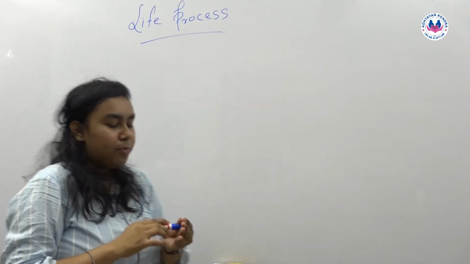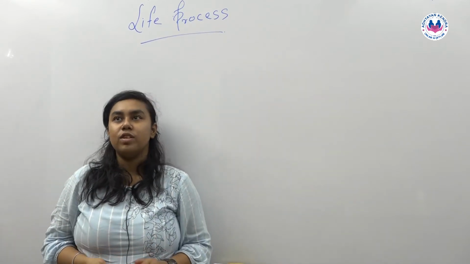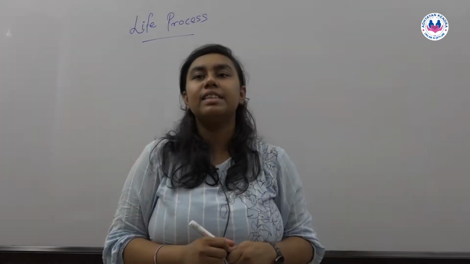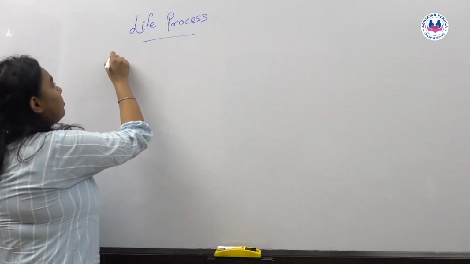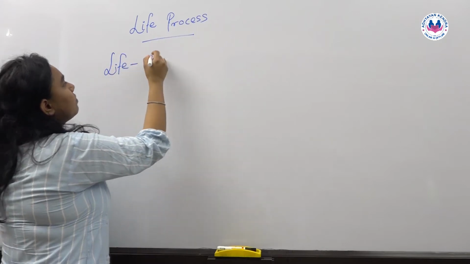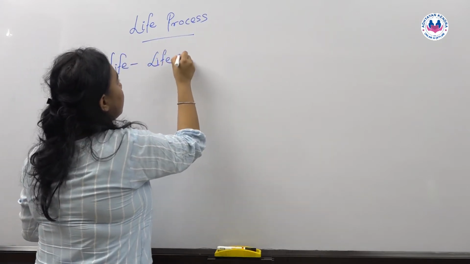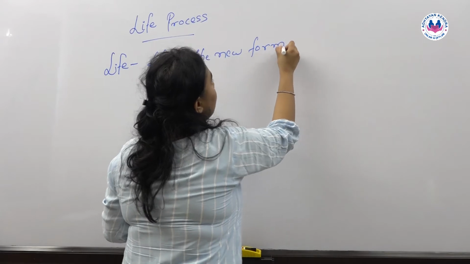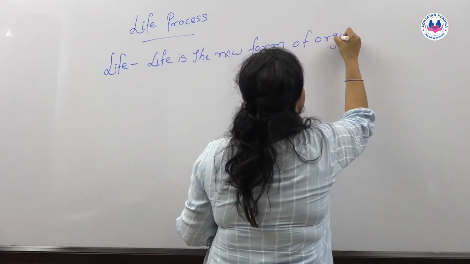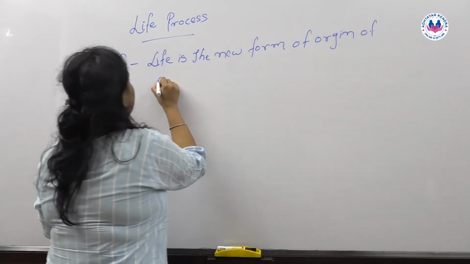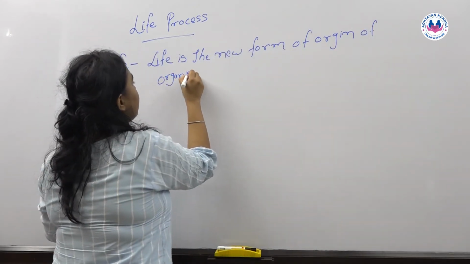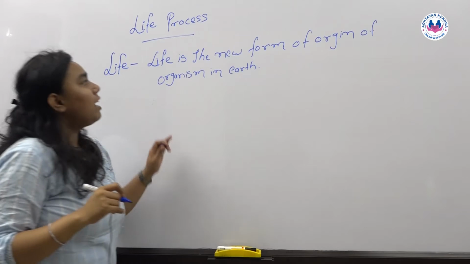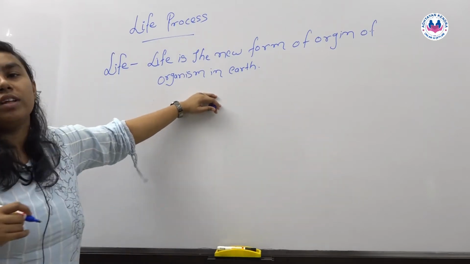Life process, the first chapter of class 10. What is life? Life is a new form of the origin of organism over the earth.